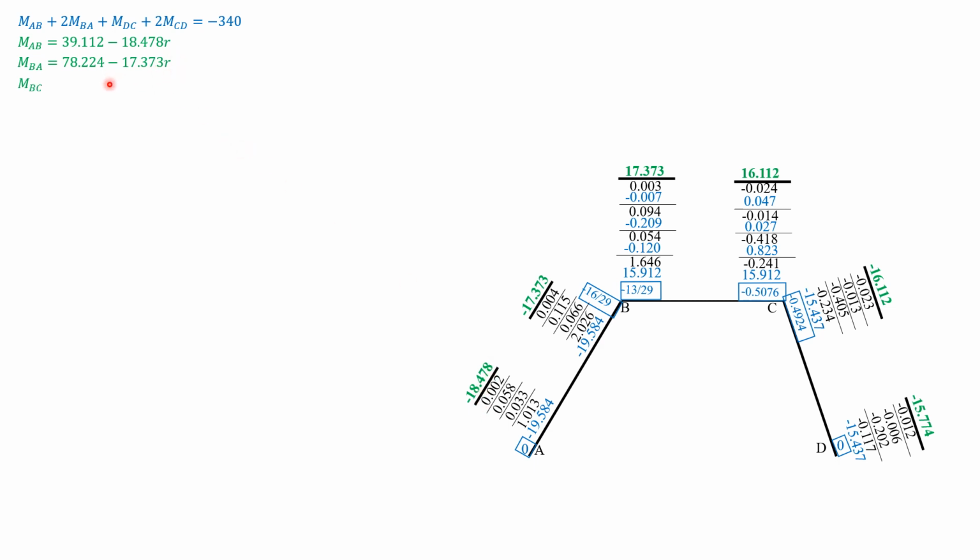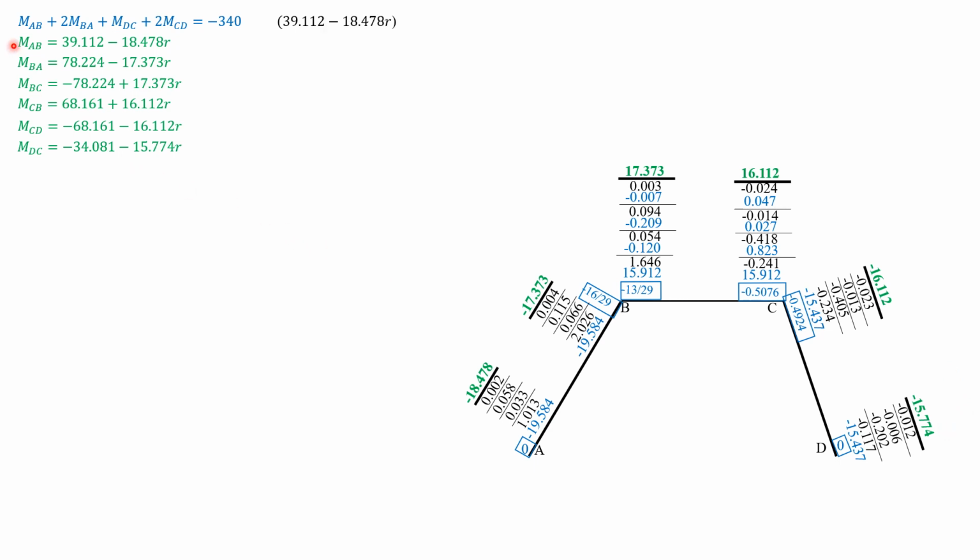Moment BA is equal to 78.224, then plus negative 17.373 R. Moment BC is negative 78.224 plus 17.373 R. Moment CB is equal to 68.161, then plus 16.112 R. Moment CD therefore is negative 68.161 minus 16.112 R. Moment DC is equal to negative 34.081, then minus 15.774 R.